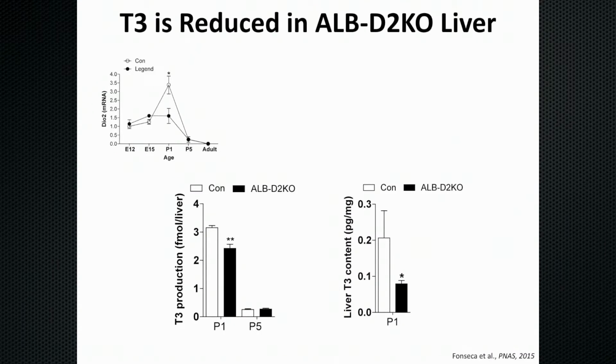So how is this affecting T3 levels? You can actually quantitate the amount of T3 produced in this P1 liver, and you see that albumin D2 knockout mice do have significantly less T3 production than their controls, whereas by postnatal day 5, they have the same amount of T3 production. And you can measure liver T3 content, where the T3 is less in albumin D2 knockout animals. So this decrease in D2 levels and activity in P1 does translate to a decrease in T3 at those time periods as well.